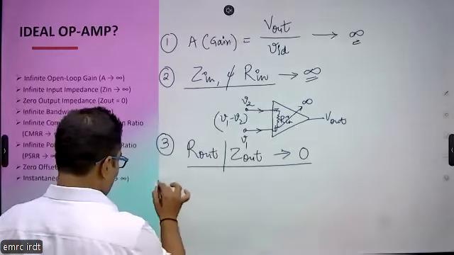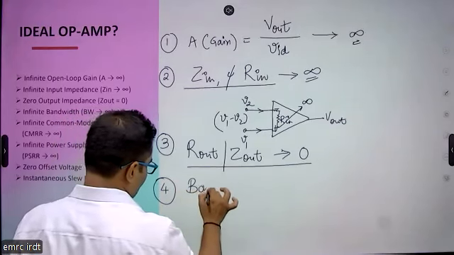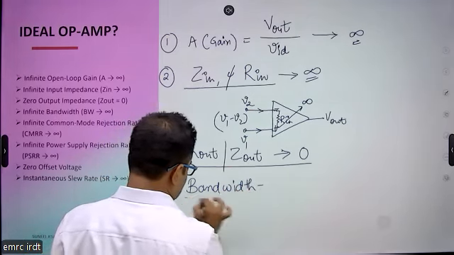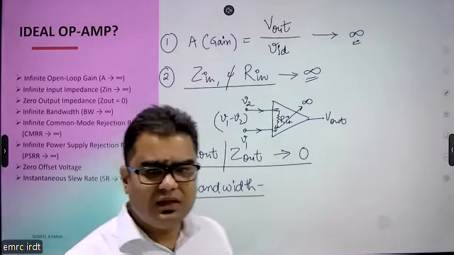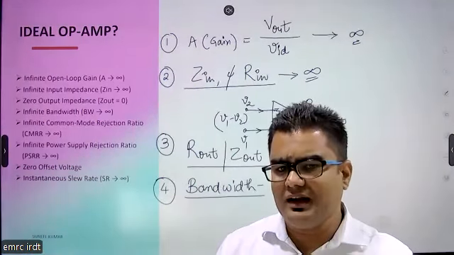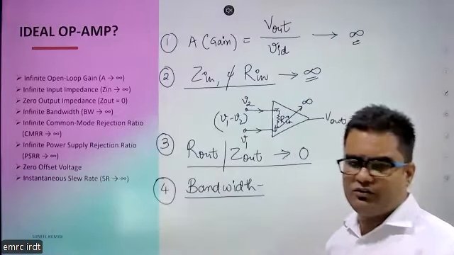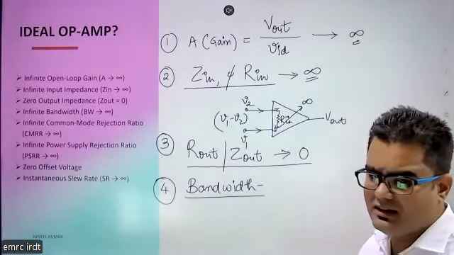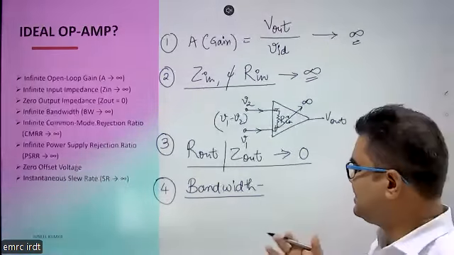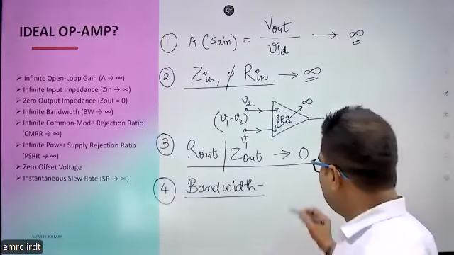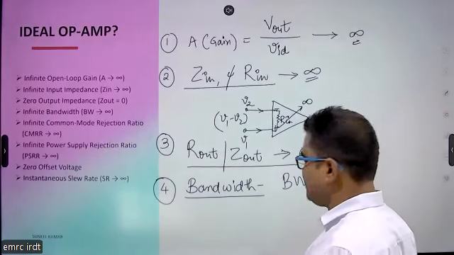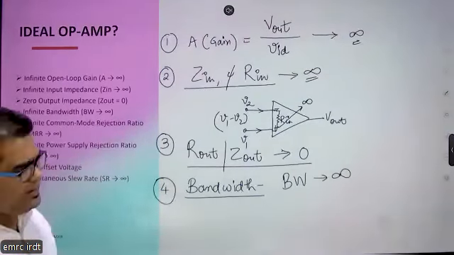Fourth, we have bandwidth. Bandwidth basically decides what kind of frequency is going to be amplified through the operational amplifier. We know that in the ideal case, any kind of analog signal of any frequency, either DC signal or AC signal, from 0 hertz to infinite hertz, is the desired situation. So if that is happening, then the bandwidth must be infinite. Bandwidth should be infinite. That is the ideal condition.